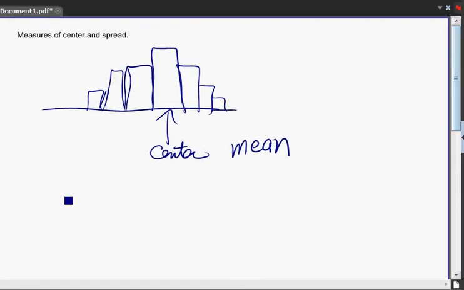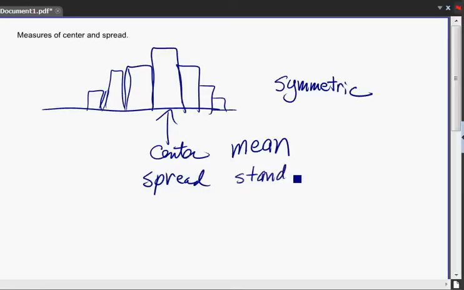So if the distribution of my values is symmetric, we will describe the data center as a mean. And if my distribution is symmetric, I will talk about how in general this data is spread out, whether it's very spread out or very compact. I will call that measure standard deviation.